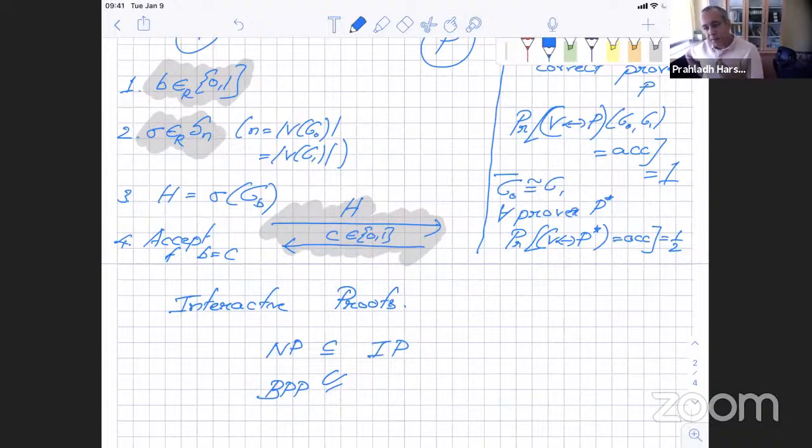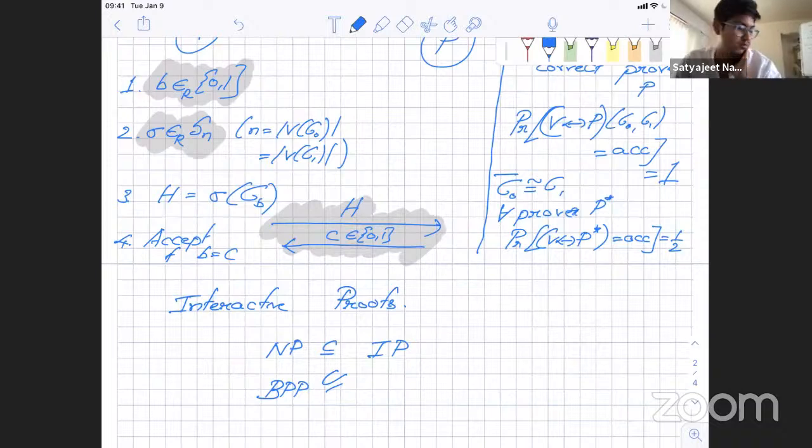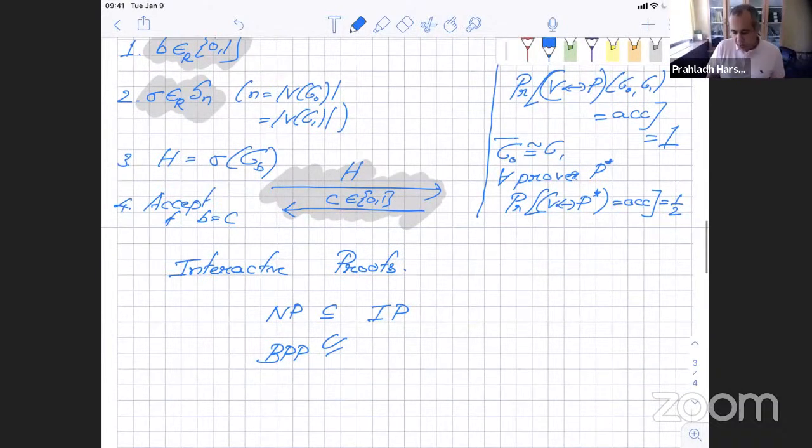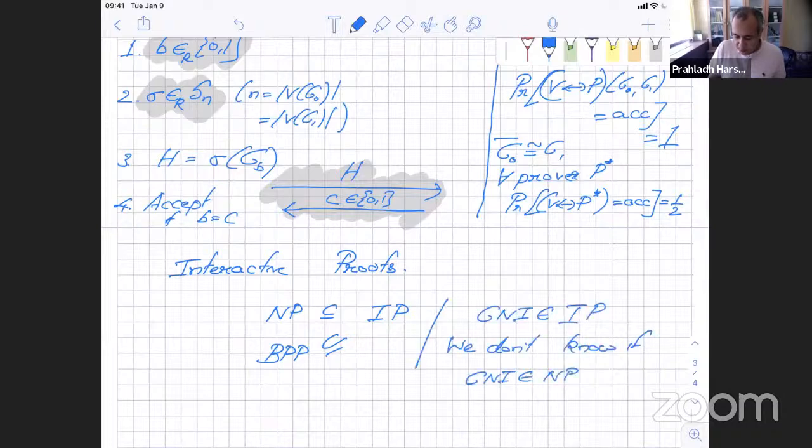Here you're harnessing the power of this additional prover. You're using the fact that the prover can tell things apart. Whatever, I'm going to define this IP class shortly. And IP, however I define it, graph non-isomorphism is contained in IP, and we don't know if GNI is in NP. So IP seems to contain something slightly more powerful than NP.